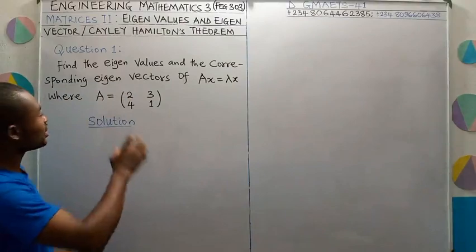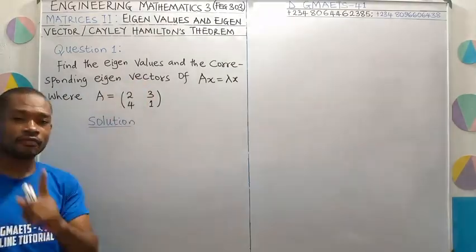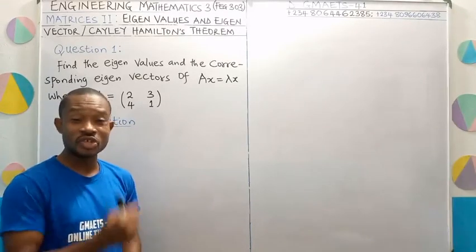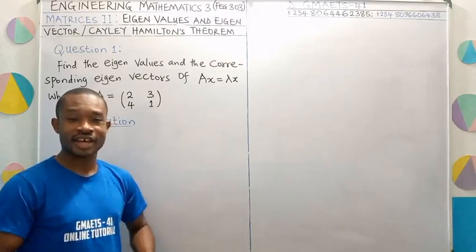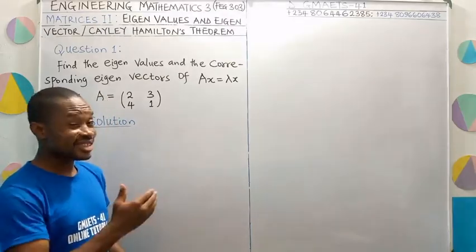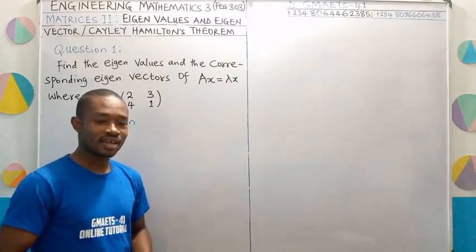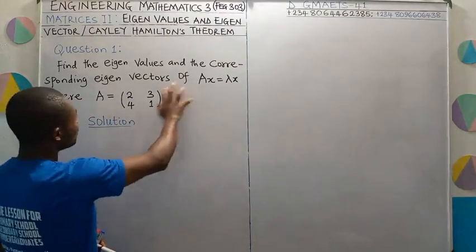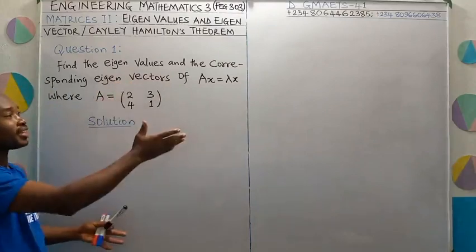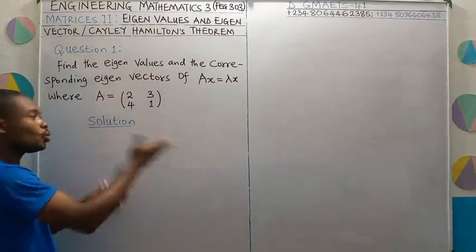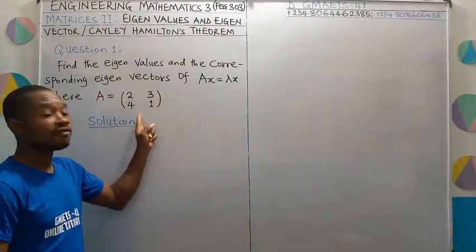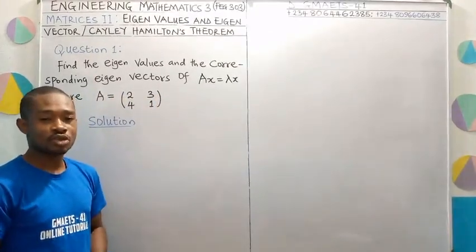Find the eigenvalues and the corresponding eigenvectors of Ax equal to lambda x. This is a powerful matrix equation used when dealing with eigenvalues and eigenvectors. And of course, it extends to dealing with Cayley-Hamilton's theorem as well. So this is the equation whose eigenvalues and eigenvectors we are asked to find, where A is the matrix given as 2, 3, 4, 1, a 2x2 square matrix.